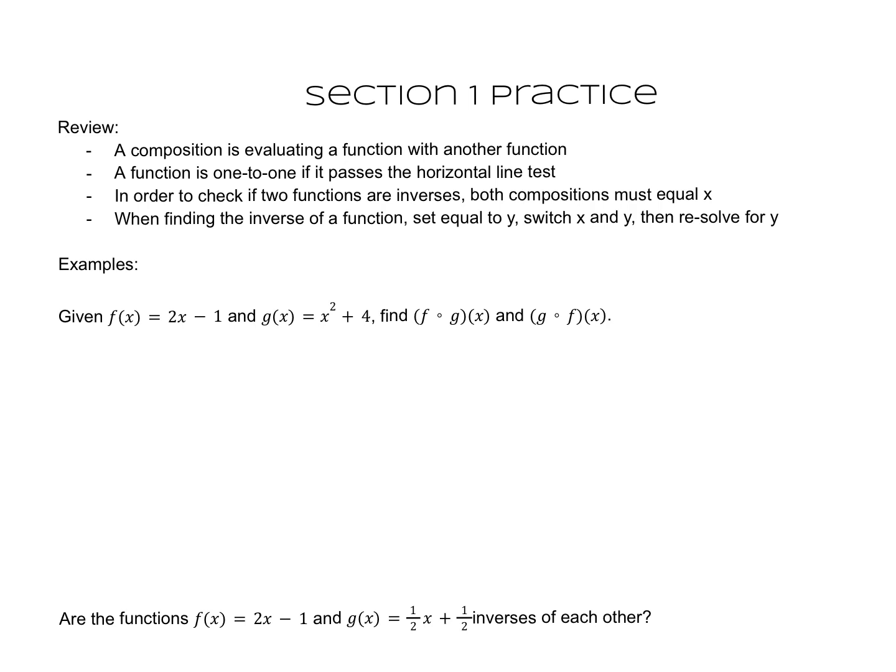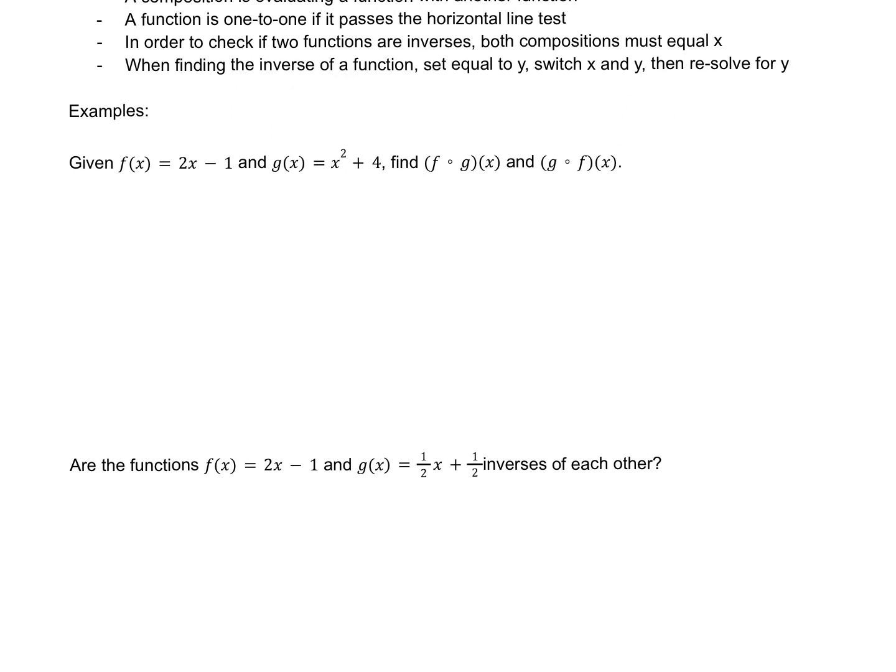And then when you're finding the inverse of a function, you set it equal to y, switch x and y, and then resolve for y. So let's start with reviewing composition. So given f of x is 2x minus 1, g of x is x squared plus 4, we want to find f of g of x and g of f of x.